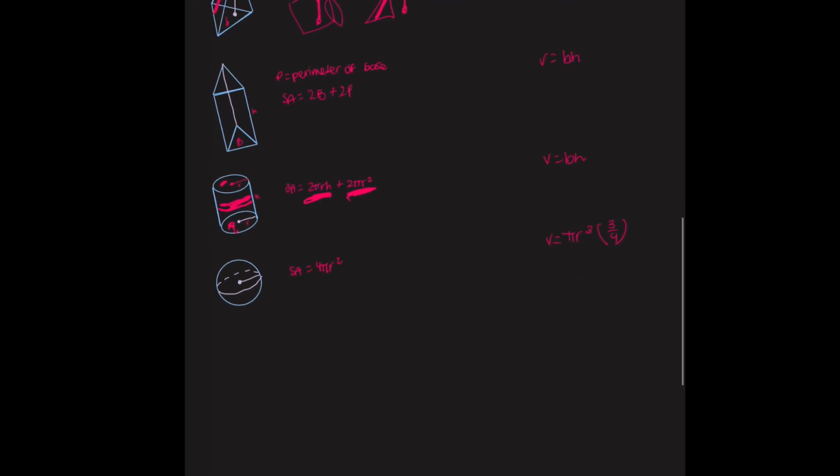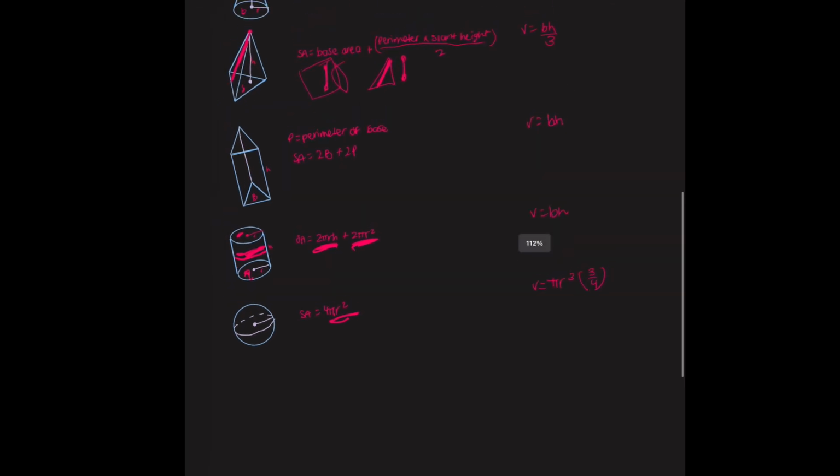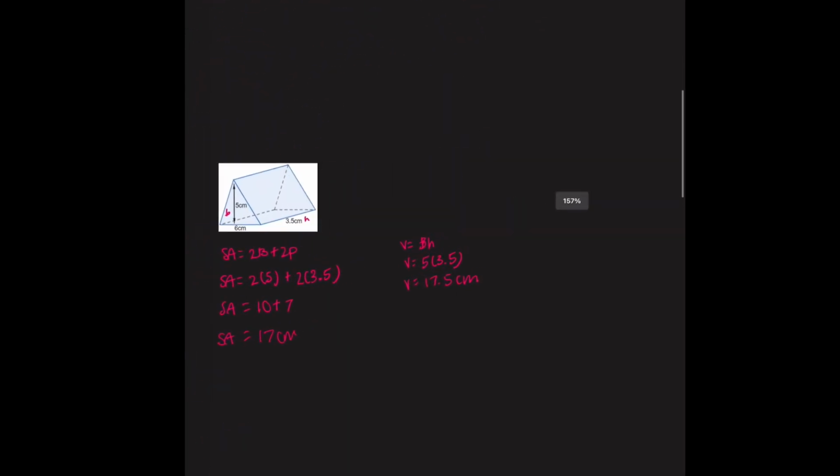And the last shape we have here is a sphere. We have surface area is 4 pi r squared. Pi r squared, again, is just for a circle, and you're doing 4 because it's a sphere. And the volume is pi r cubed times 4 over 3. Once you input the different things, it would make more sense, and you can also do it on a calculator to make things easier. Here's a practice problem over here.